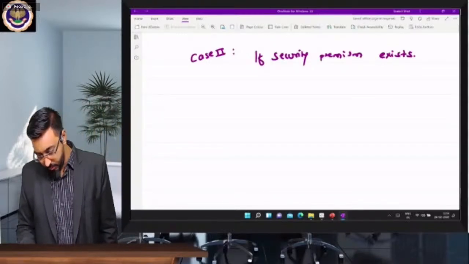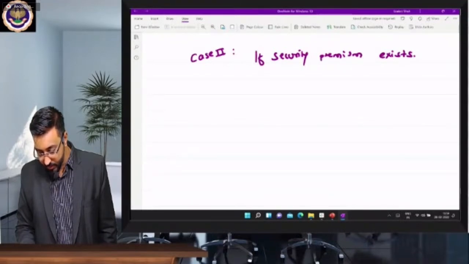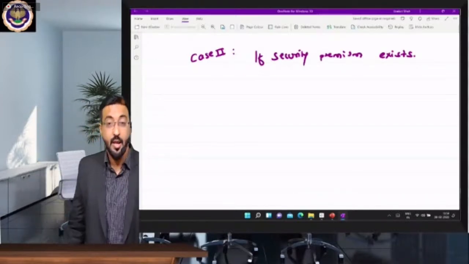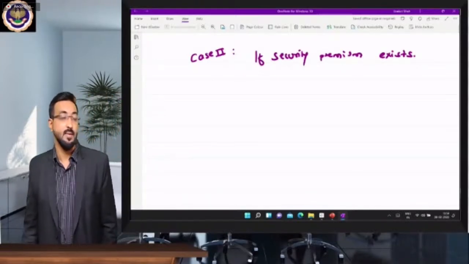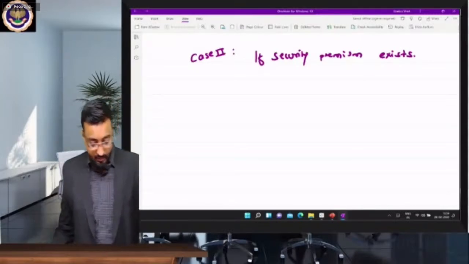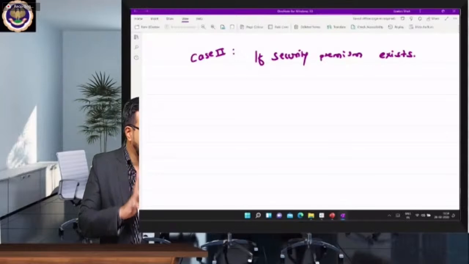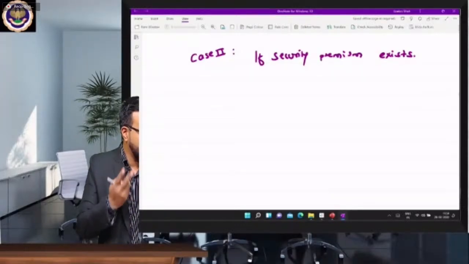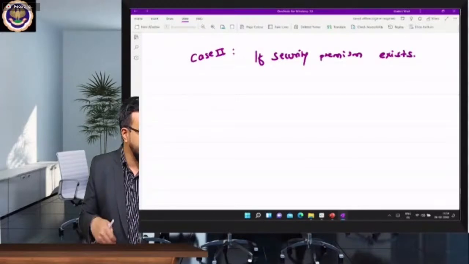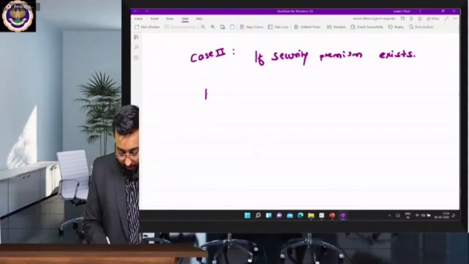Very good. Now, all of you are comfortable with this concept. If security premium exists, let's see how many of you can answer correctly. First 2 questions, logical way. And after that, magical, only journal entry.